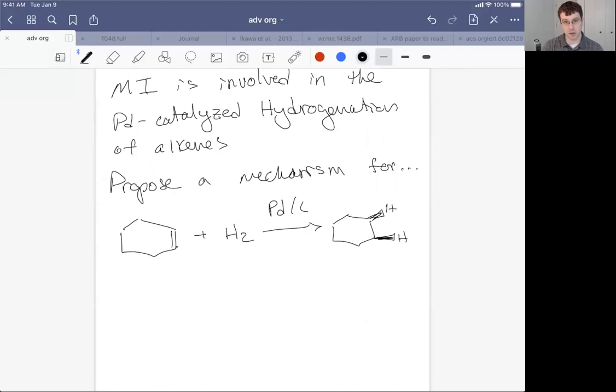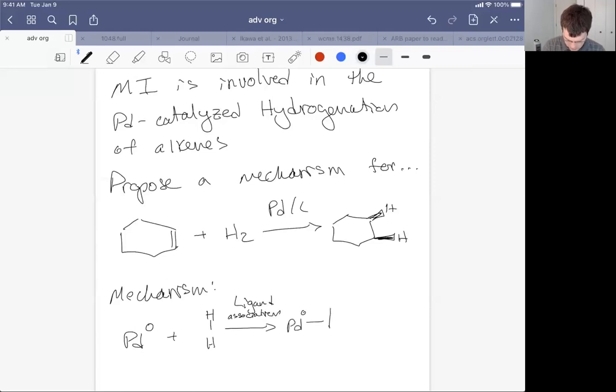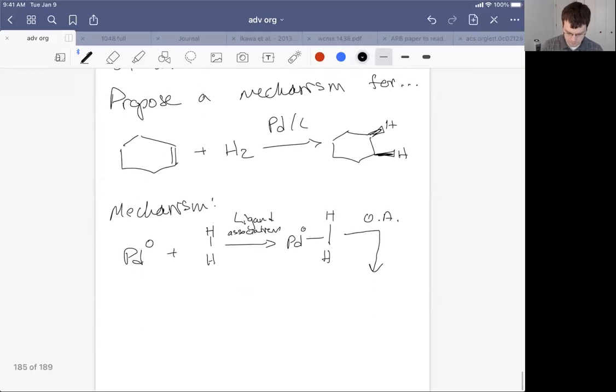Okay, so let's propose a mechanism. Well, the mechanism is first going to involve palladium zero forming a sigma complex through a ligand association event with H2. We talked about this last time. Palladium maintains its oxidation state, but now it has a sigma complex as opposed to a pi complex to H2. But this is prone to undergoing an oxidative addition to form palladium 2 plus and two monovalent H's being added.